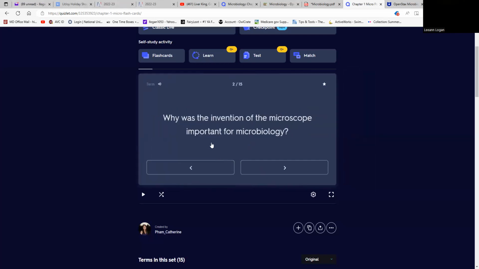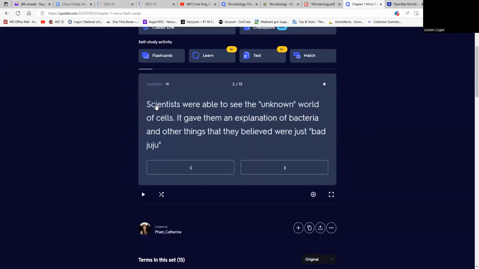Next question. Why was the invention of the microscope important for microbiology? Scientists were able to see the unknown world of cells. It gave them an explanation of bacteria and other things that they believed were just bad juju.